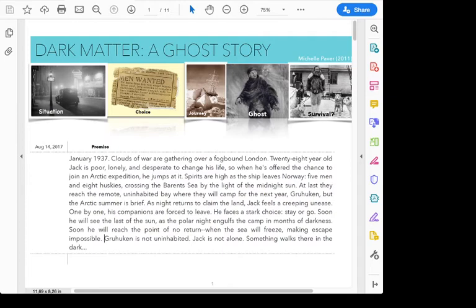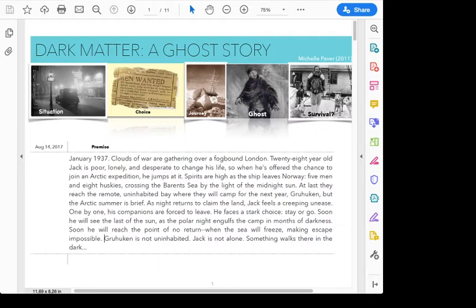January 1937. Clouds of war are gathering over a fog-bound London. 28-year-old Jack is poor, lonely, and desperate to change his life. So when he's offered the chance to join an Arctic expedition, he jumps at it. Spirits are high as the ship leaves Norway. 5 men and 8 huskies crossing the Barents Sea by the light of the midnight sun.